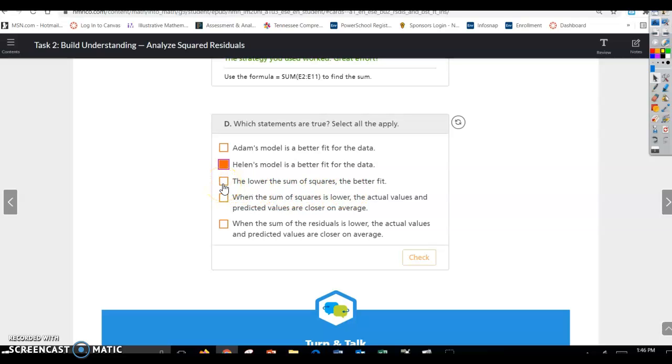That is true. And when the sum of squares is lower, the actual values and predicted values are closer on average. That should be the correct one.